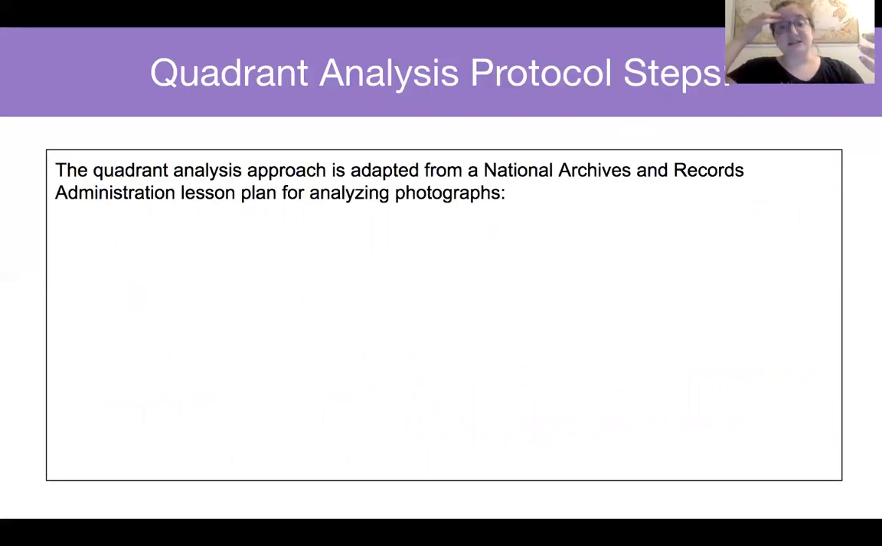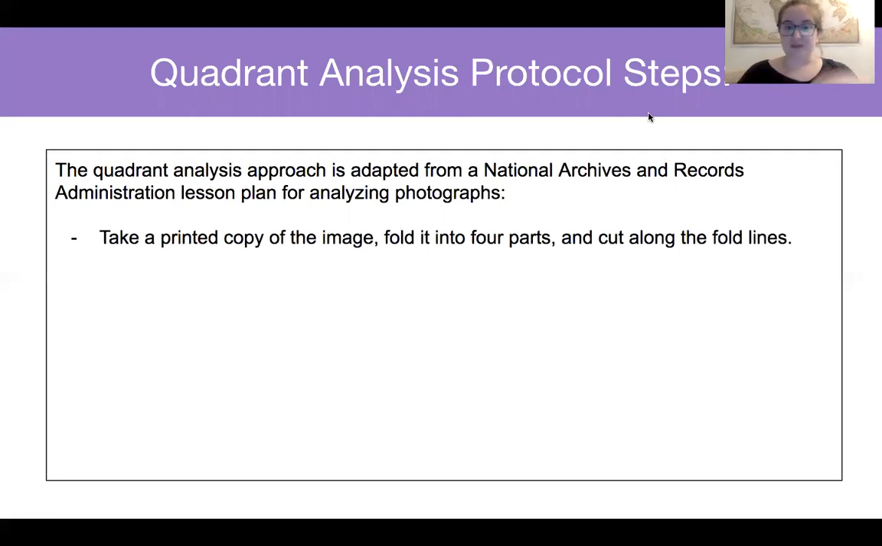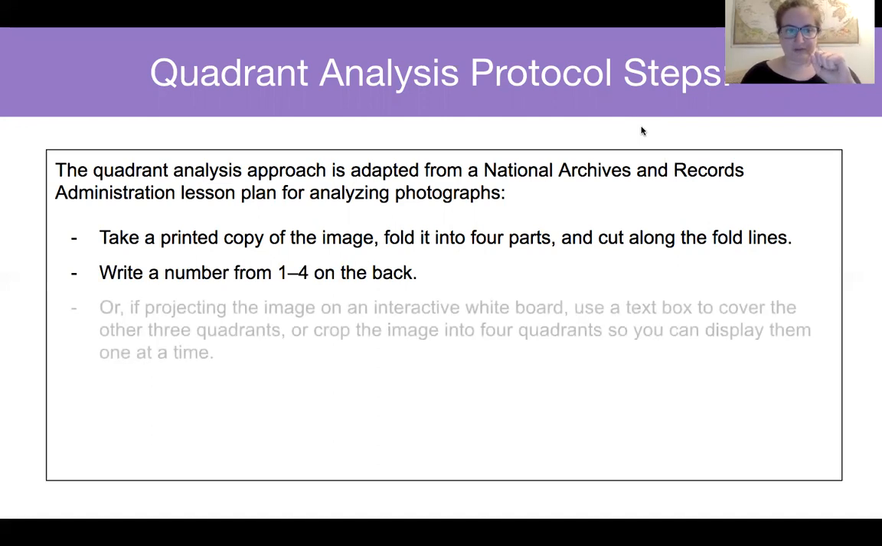Well, it was originally adapted from a National Archives and Records Administration lesson plan for analyzing photographs. And the way the National Archives and Records Administration describes it is as follows. You take a printed copy of an image, fold it into 4 parts, and cut along the fold lines. However, there are other ways to do this. Then you'd write the numbers 1 through 4 on the back.